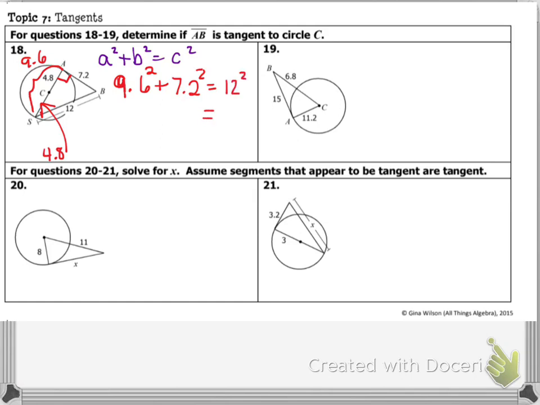Well, 12 squared is 144. 7.2 squared was 51.84. 9.6 squared is 92.16. And that's cool because when I add these together, I do get 144. So the answer to number 18 is yes.